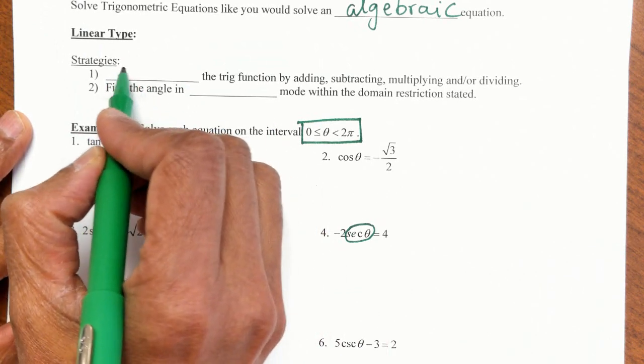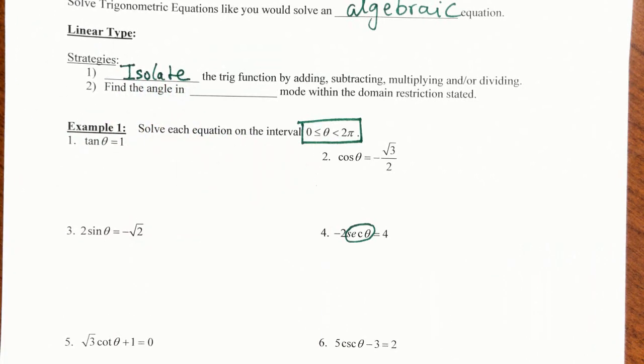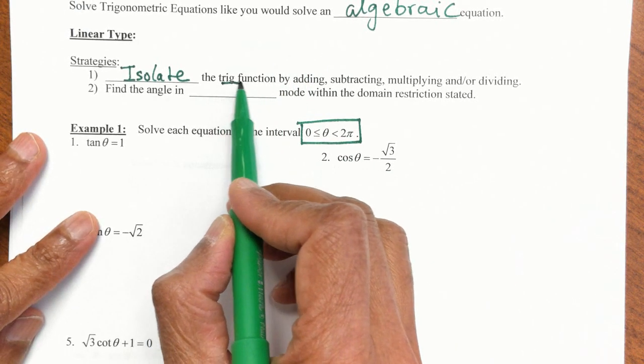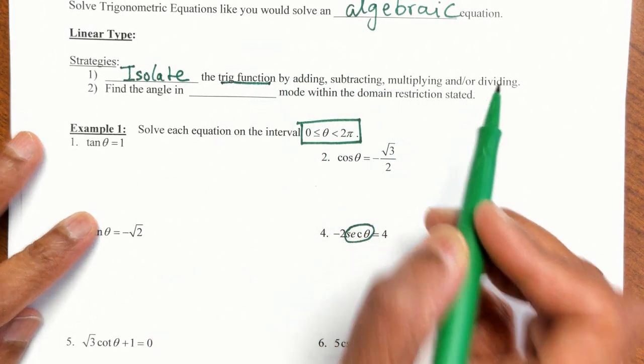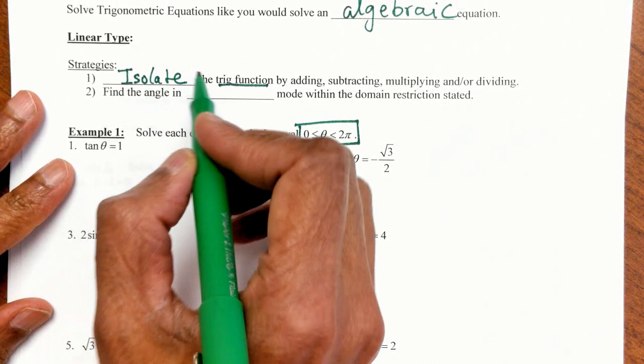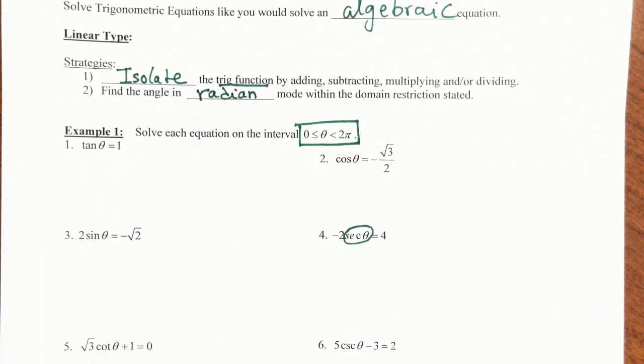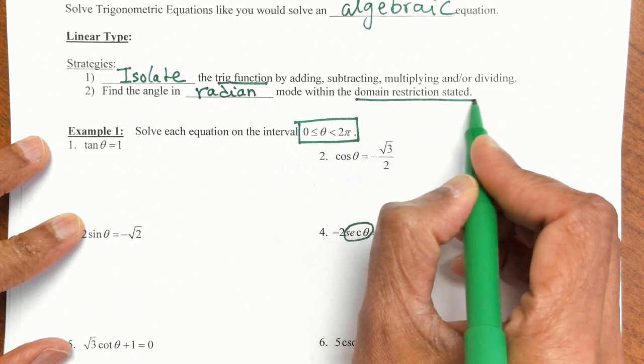So the first strategy is isolate. And we know this from our algebraic equations. Whenever you're solving for x in algebra, your goal is first to isolate the x. So in this case, isolate the trig function by adding, subtracting, multiplying or dividing anything that's along with the trig function. And find the angle in radians. We always talk in terms of radians, within the domain restriction. All of this is important.